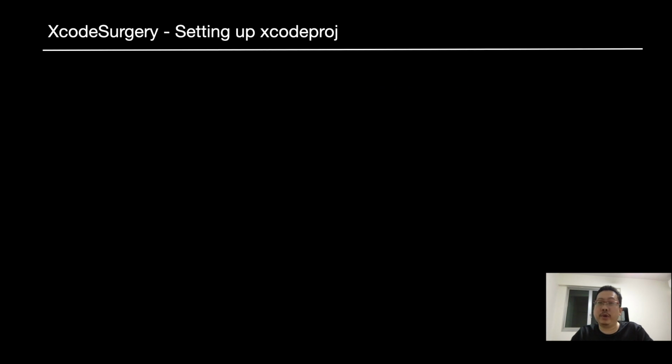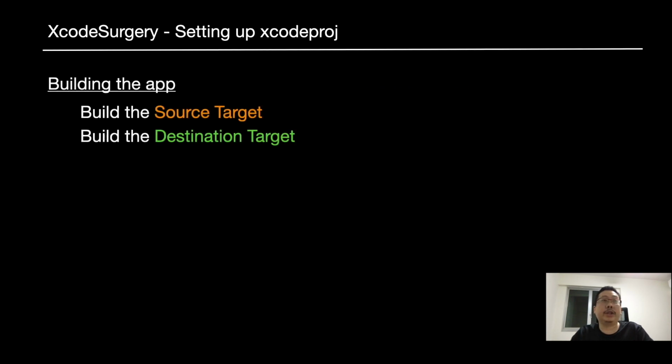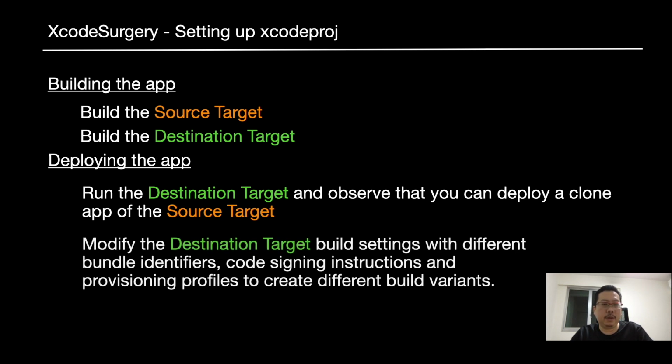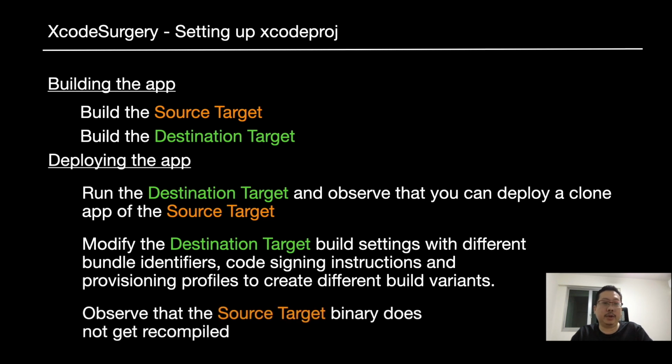Building the app is very straightforward. We will just need to build the source target once and we can proceed to build the destination target. For deploying the app, first, you can run the destination target and observe that you can deploy a clone app of the source target. You can modify the destination target build settings with different bundle identifiers, code signing instructions, and provisioning profiles to create different build variants. Observe that the source target binary does not get recompiled.